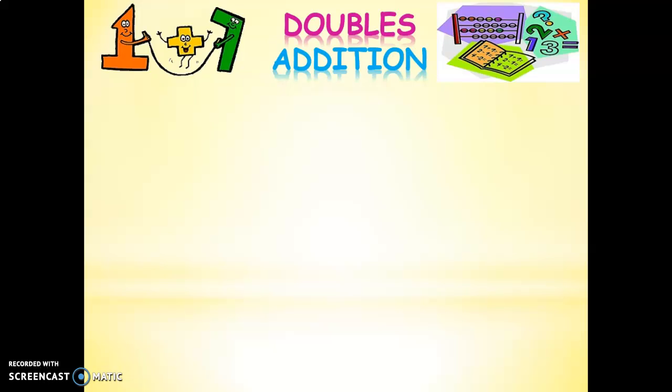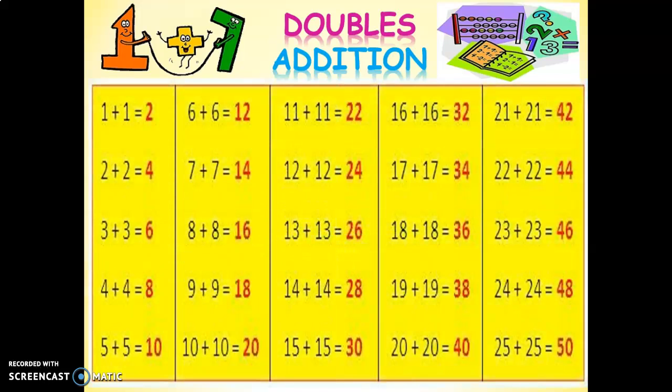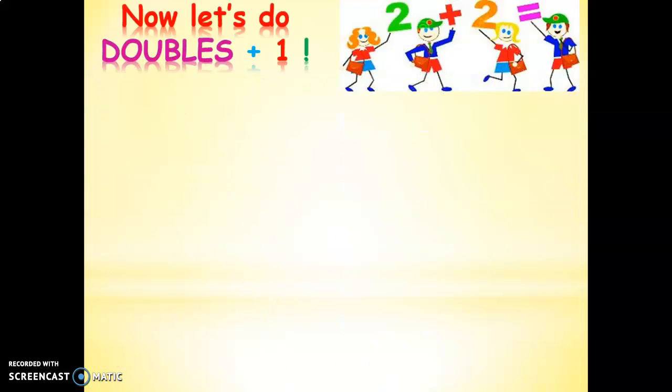So for doubles addition, you can practice with this addition chart. This is showing you doubles from 1 plus 1 until 25 plus 25. Try to find the time to practice at home. Now this time, let's try to do doubles plus 1. Again, doubles plus 1 was shown to you a while ago with the addition strategies. Doubles plus 1, think of the doubles and then simply add 1.